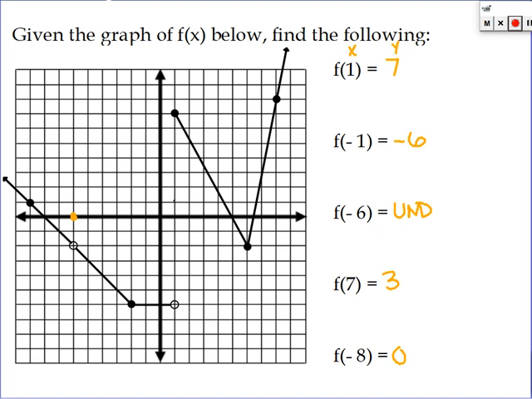Okay, so that's going to be the first video. I'm going to stop there. So that is all on just the function, testing if something is a function, and function notation, and finding values. I'll finish the rest of the notes on domain and range and interval notation in the next video.